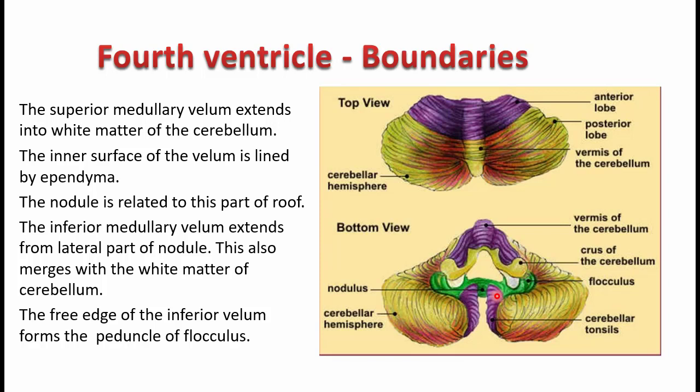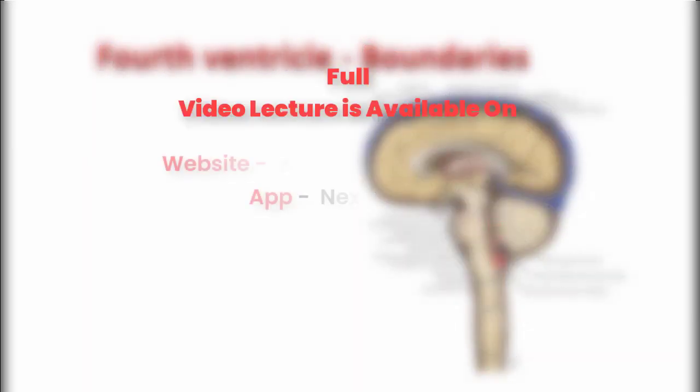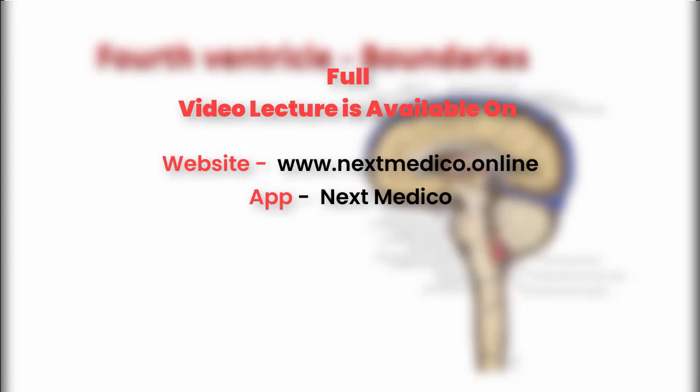Now some books refer that the whole inferior part of the roof is formed by inferior medullary velum, but that is not the case. Only a small area near the nodule is actually formed by the inferior medullary velum. So mainly the roof is formed by the membranous superior medullary velum, and the inferior medullary velum and lower part of the roof.